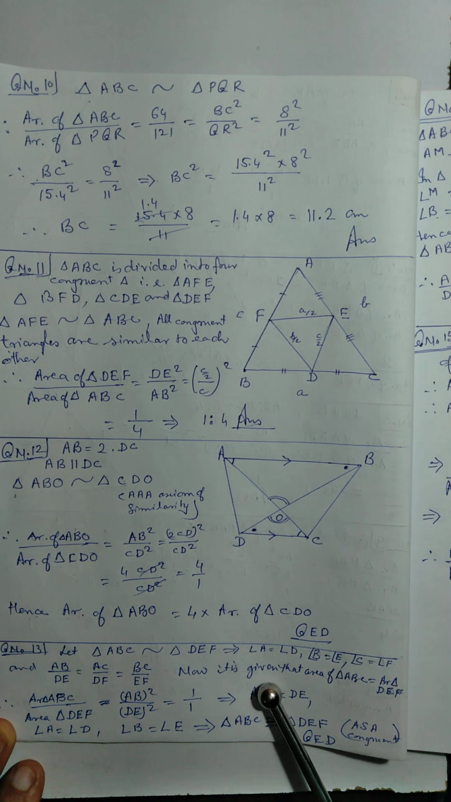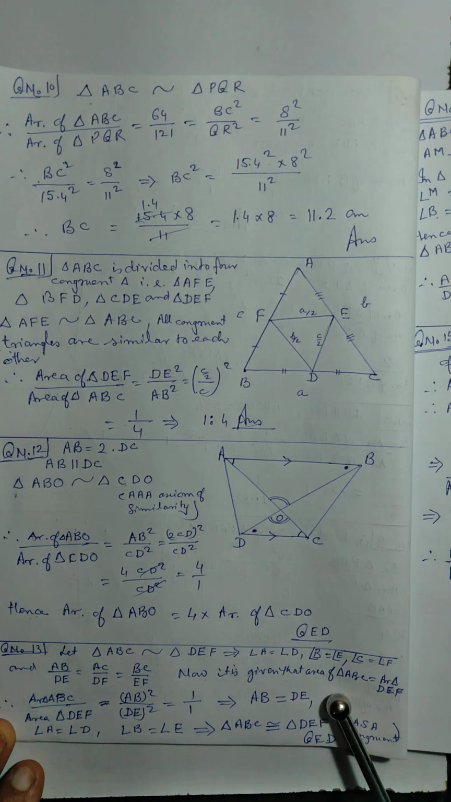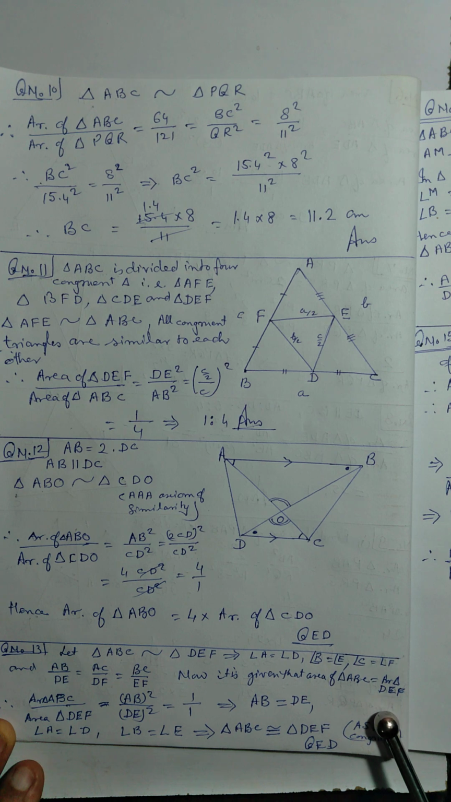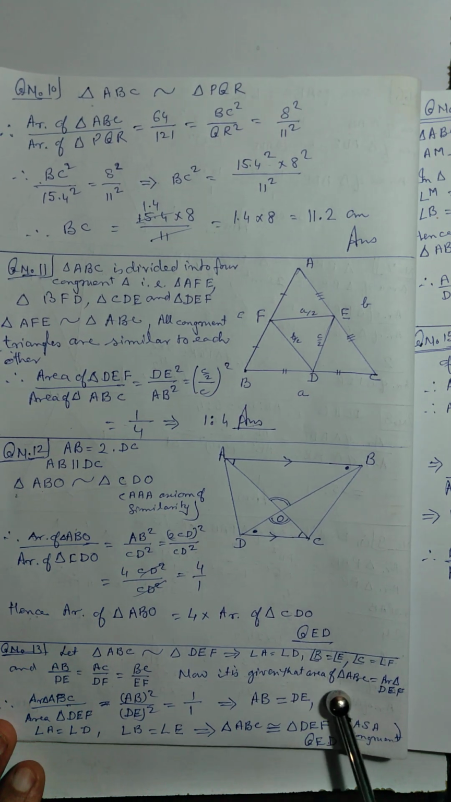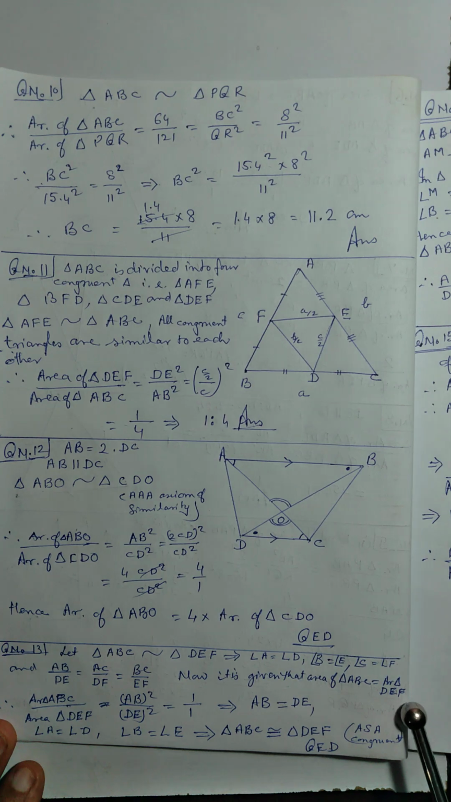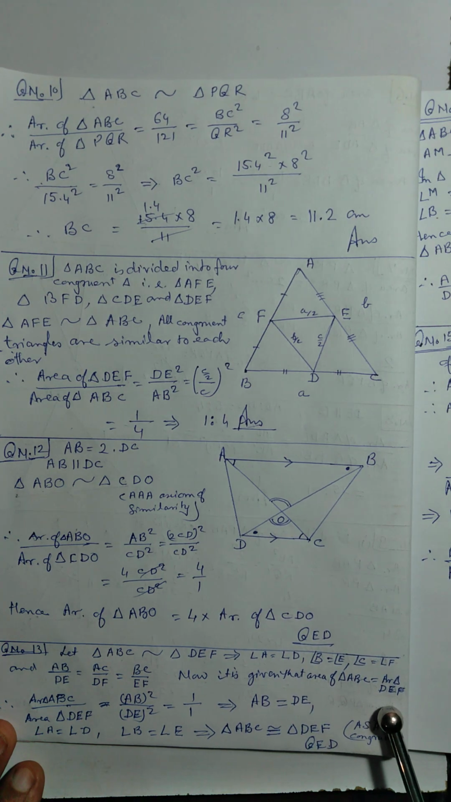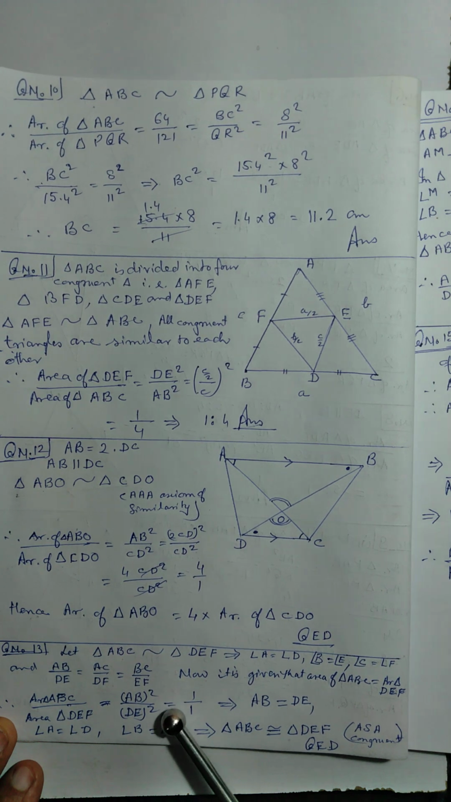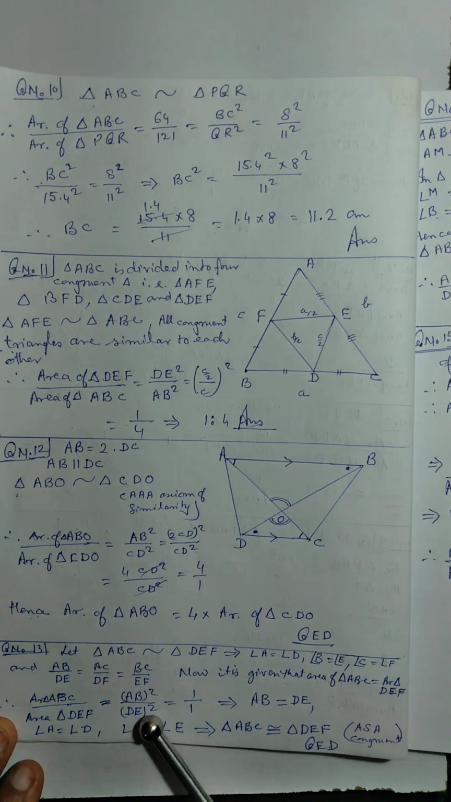Now it is given that the area of triangle ABC is equal to the area of DEF. हमें दिया हुआ है कि एरिया ऑफ ABC is equal to the area of DEF. So area of ABC upon area of DEF is equal to AB square upon DE square.